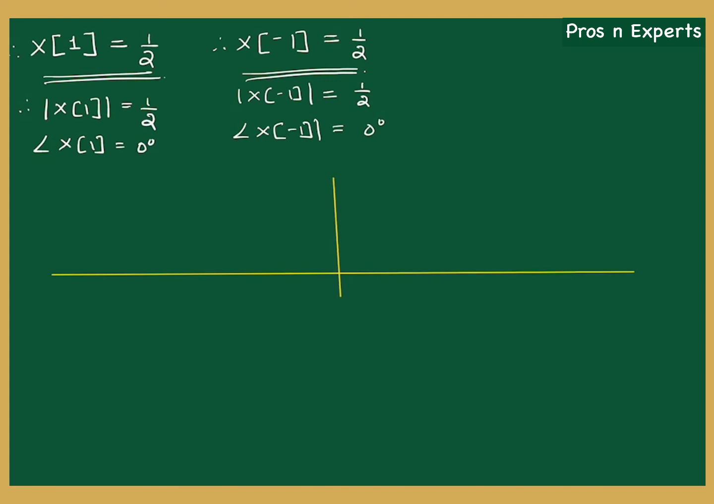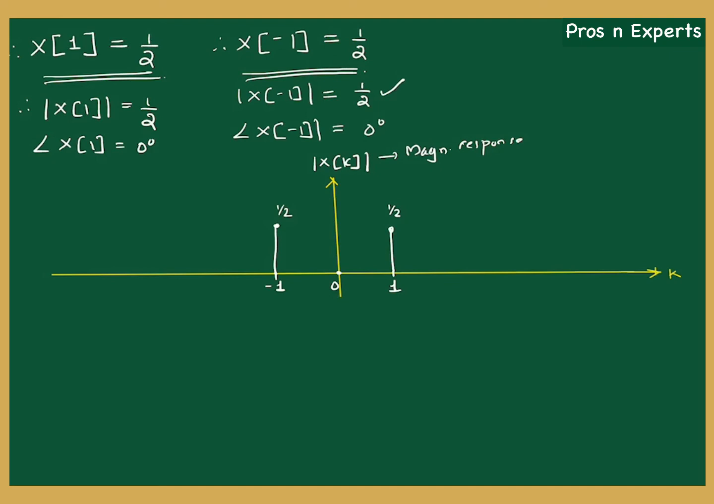So first I am drawing the magnitude response for k. What we have is only at k equal to 1 and at minus 1. At k equal to 1, what we are going to get is half, so 1 by 2. This is mod x of k, the magnitude response. At k equal to minus 1, we have again half. So the plot is over, right?